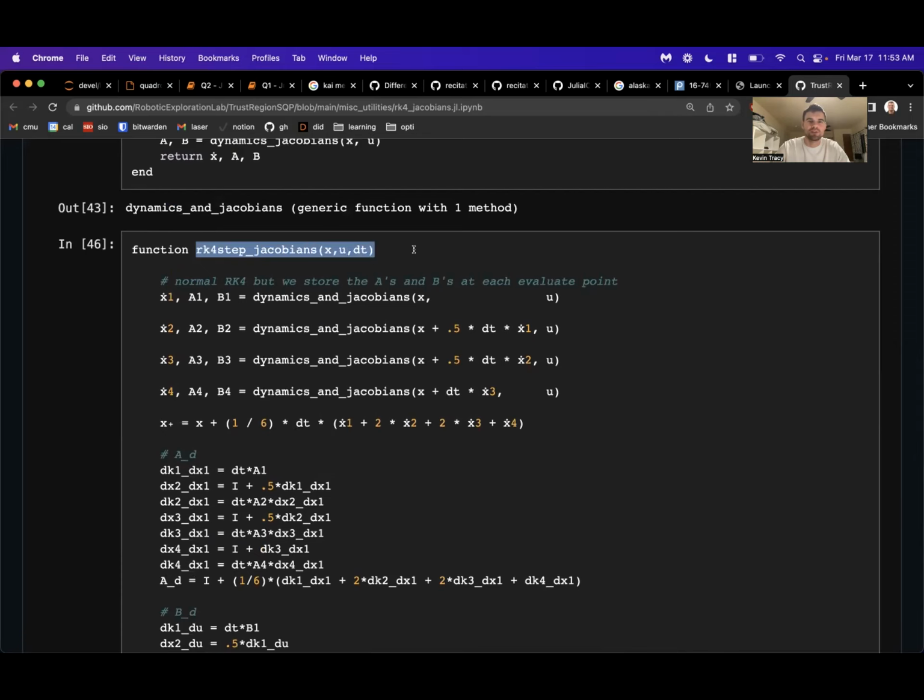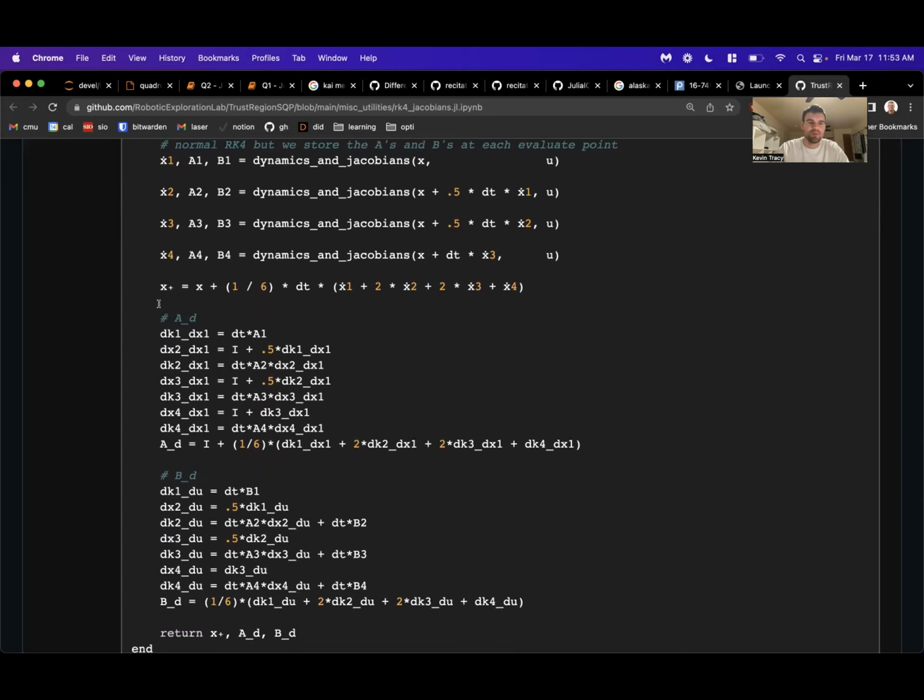So here's RK4 step Jacobians. This is going to take in an x, u, dt. It's going to give me the state at the next time step, and it's also going to give me the Jacobians if I were to diff through the RK4 with the dynamics function. Remember, with RK4, I compute this value at 4 different points. Here's the beginning point, these two are at the midpoint, and this one is at the end point. All 4 of these are computed at different values of x, but since we have a zero order hold on u, it's the same value of u. So I get 4 x dots, 4 A's and 4 B's.